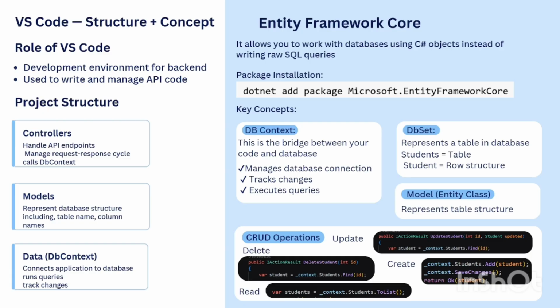Key concepts of EF Core are DB context. It acts as a bridge between our code and database. DB set. It represents a table in the database. Model. It represents the table structure, like how many columns we will be having in our table. Then CRUD operations, that are deleting our records, updating the data, or creating new records, or we just want to read our records.